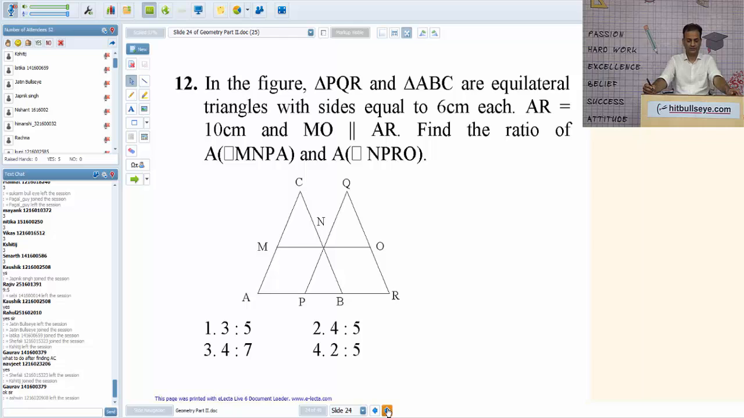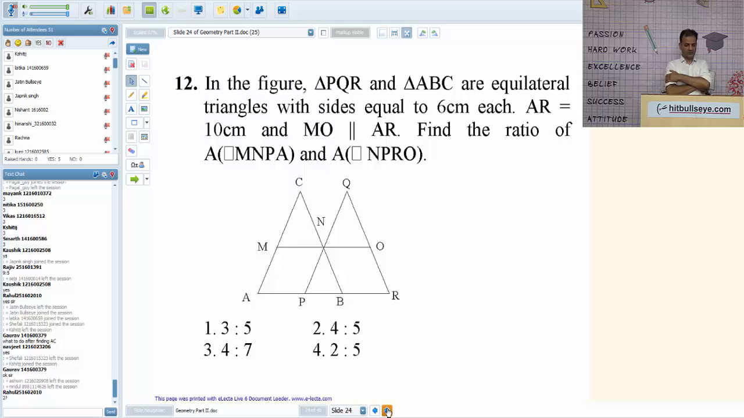Again apply symmetry. Think logically. Triangles ABC and PQR are equilateral, side equal to 6. Apply symmetry, friends. The height between two parallel sides is always the same. MO is parallel to AR, and the area of a triangle is half base into height. No need to solve fully. Simply you can apply symmetry.